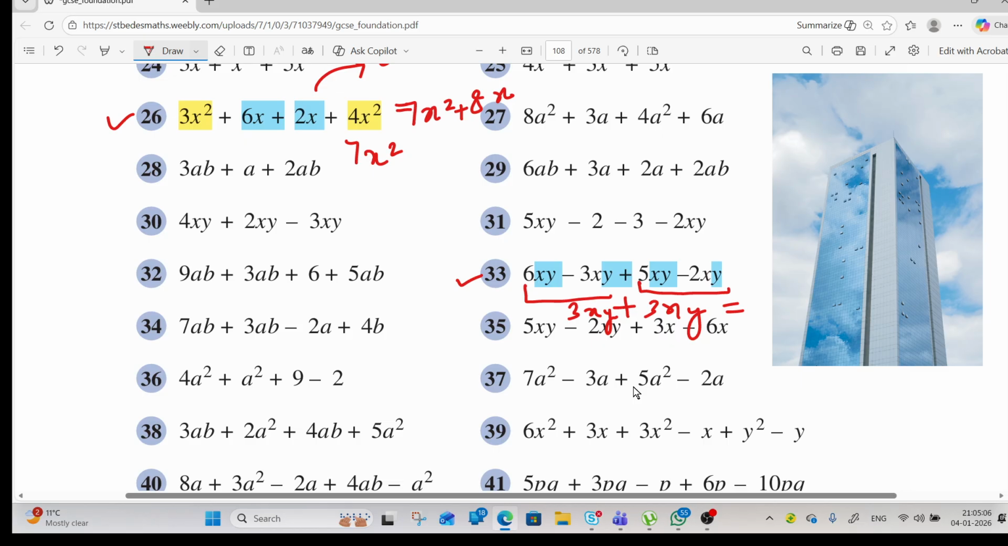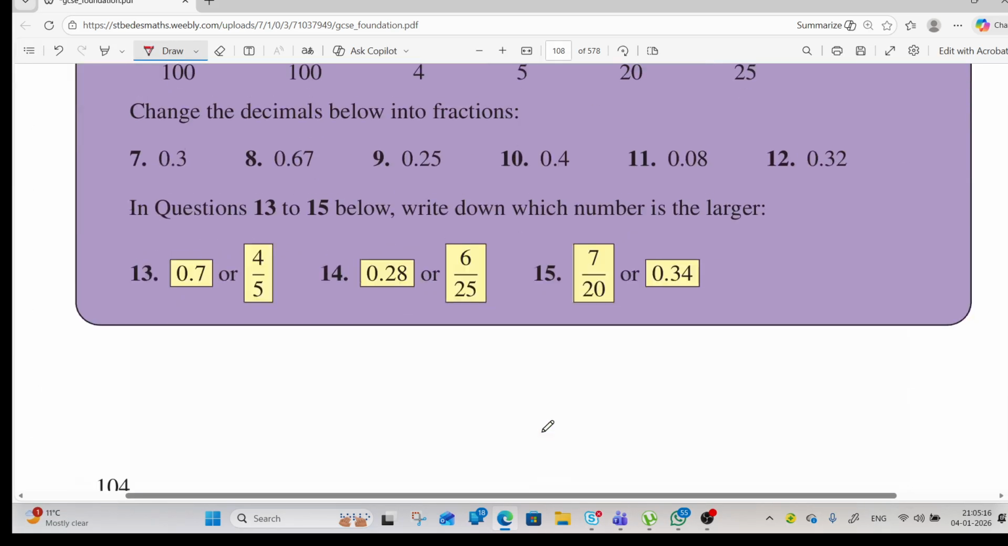Yes, because they are like terms, so we can add them. We got 6xy. That's your answer. Clear? Very good.